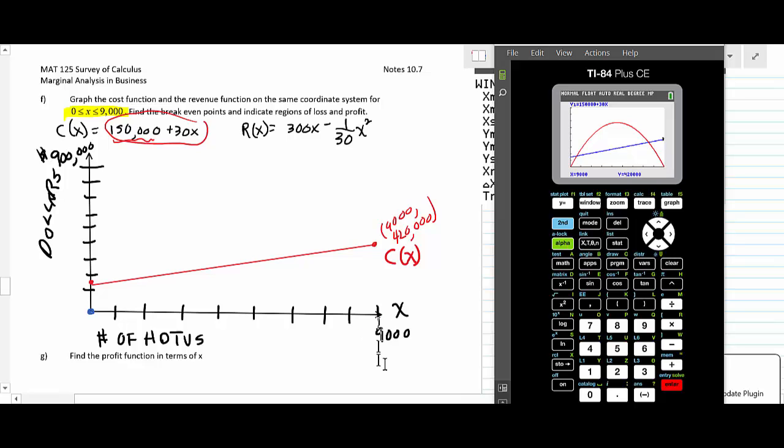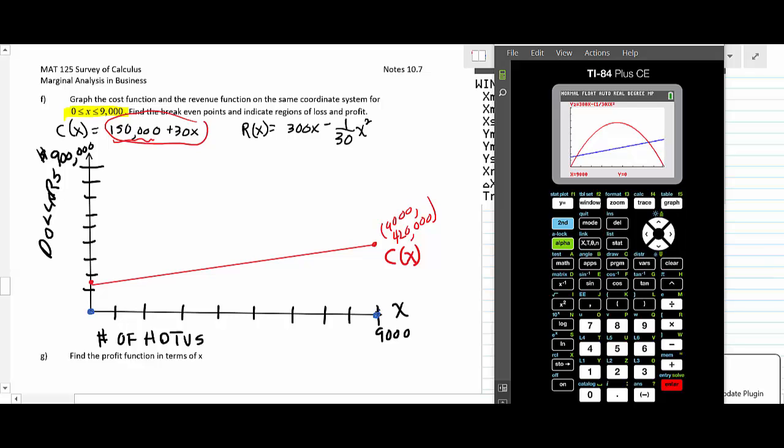Now, if you use trace and you've got two graphs, when I type trace, right now it's on the cost function. If you toggle between up and down, now it's on the red graph. So if I trace at 9,000, it's going to give me 0. You have to make sure you're tracing the right thing. Then we just put a point there, okay?